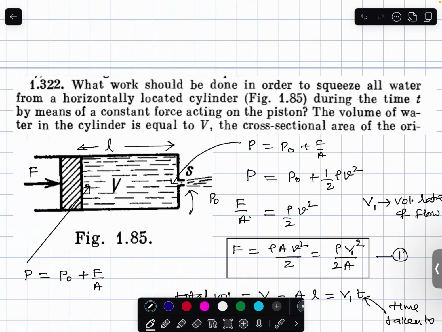What work to be done in order to squeeze all water from a horizontally located cylinder during the time t by means of a constant force acting on the piston? The volume of the water in the cylinder is equal to V. The cross-sectional area of the orifice is S. Okay. Read the question carefully first.